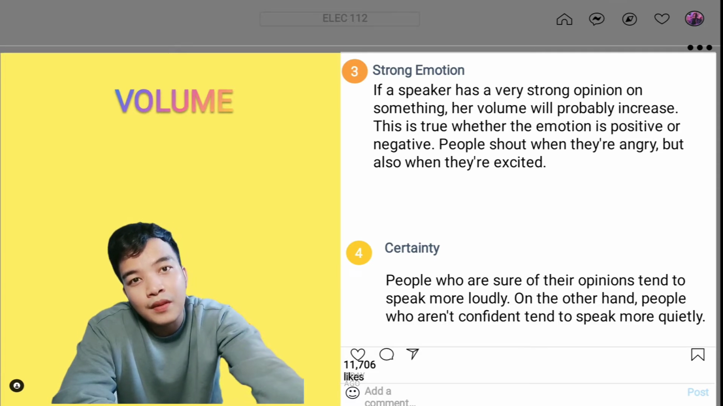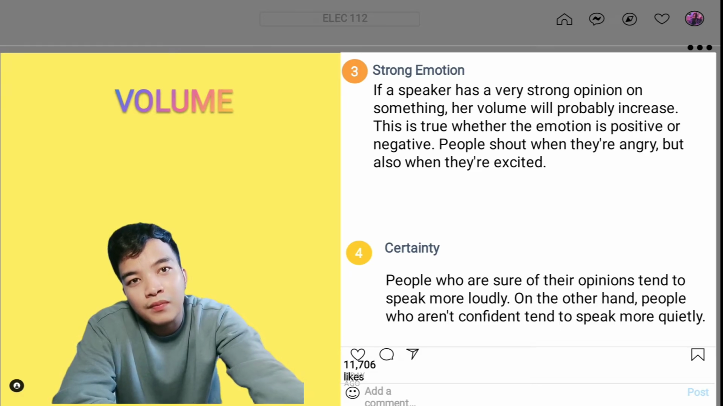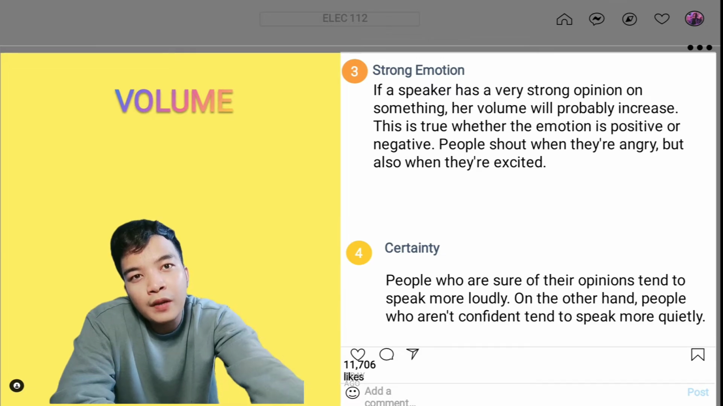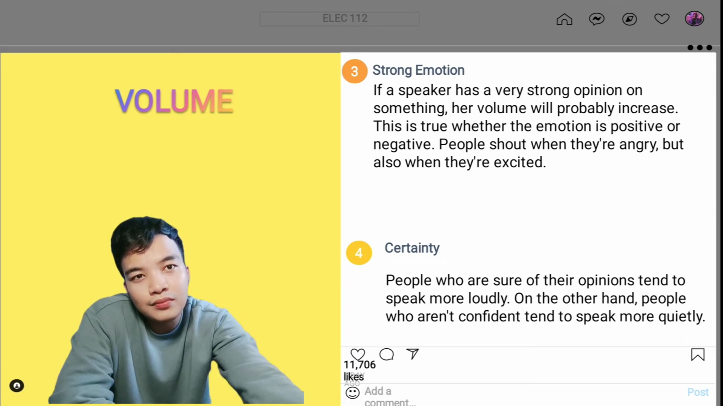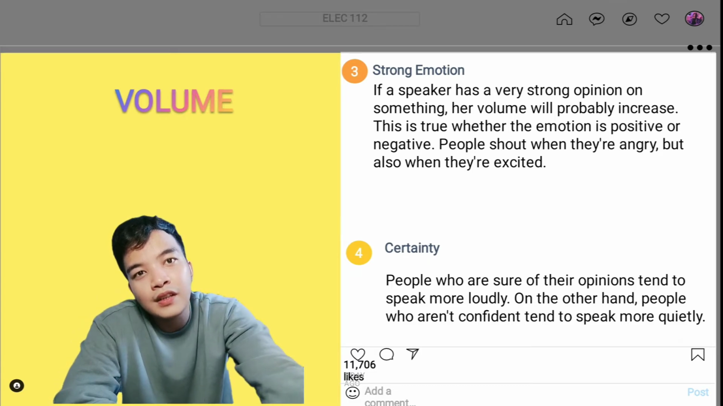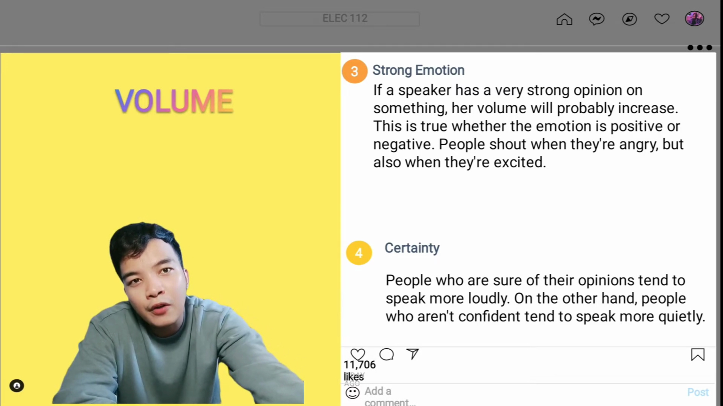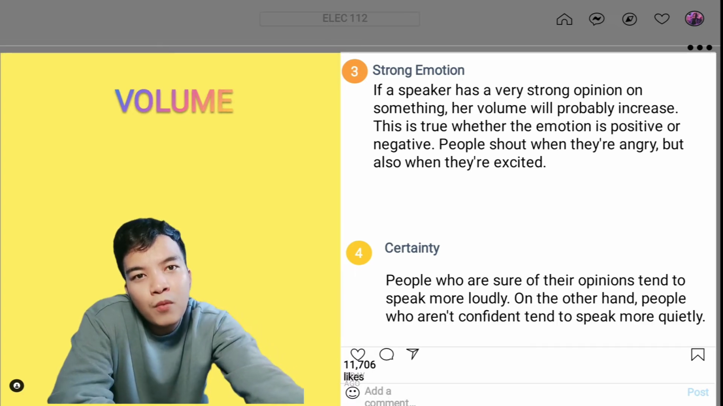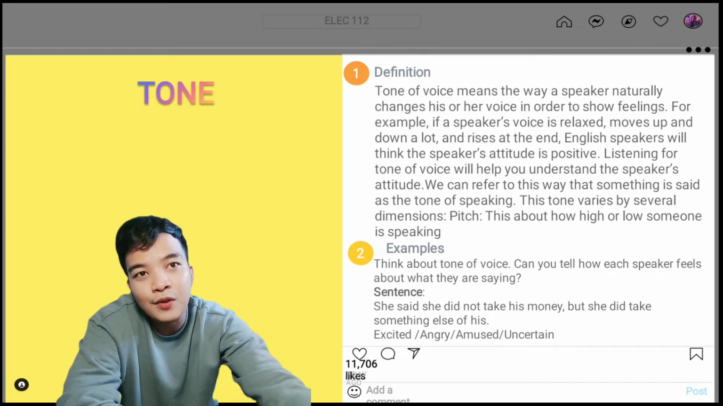Number two, strong emotions. If a speaker has a very strong opinion on something, her volume will probably increase. This is true whether the emotion is positive or negative: people shout when they're angry, but also when they're excited. Number three, certainty. People who are sure of their opinions tend to speak more loudly. On the other hand, people who aren't confident tend to speak more quietly. So now let's proceed to the third category, which is called the tone.